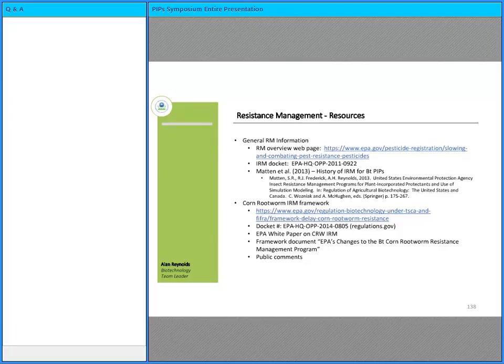There's also a docket that was established that contains EPA's white paper on corn rootworm, as well as a document that goes specifically through the framework, what we did, why we did it, how we did it, those types of things, and also all the public comments that we received as part of the process. So that, Chris, is all I have. So if we have the question.